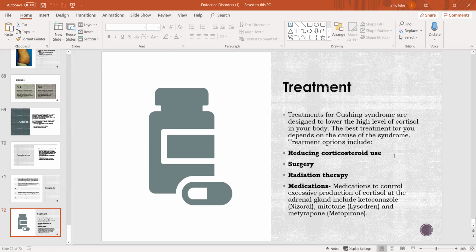And then medications would be to control the excessive production of those hormones. So you might take something like ketoconazole or mitotane, any of those drugs I have listed there. Those would be things that would help cut down the production of those hormones.